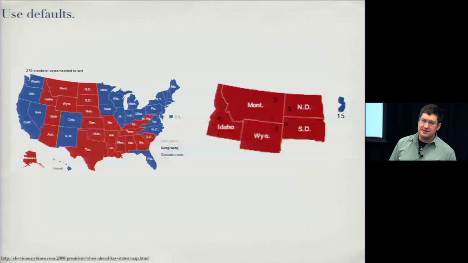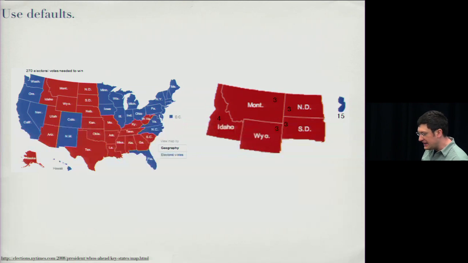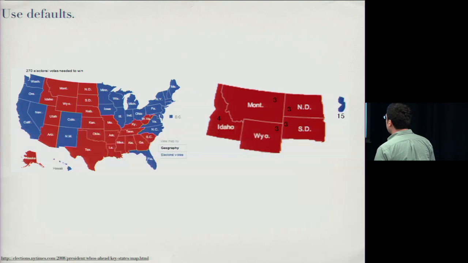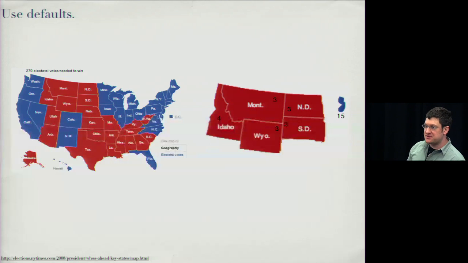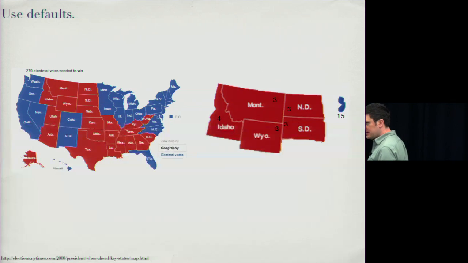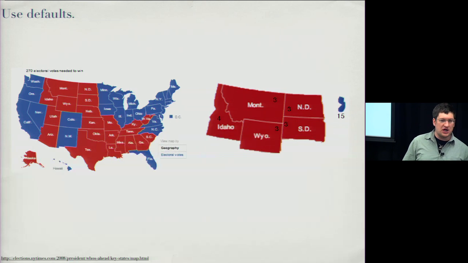This is a map from the New York Times of electoral college results from the 2008 election. It's a perfectly good map. There's nothing wrong with this map. It's really good if you want to navigate. It's really good if you're talking about real estate or surface area. It's kind of a lousy representation of influence in the electoral college, though.